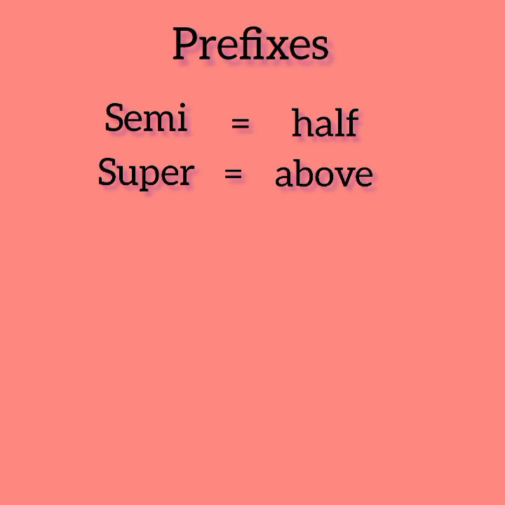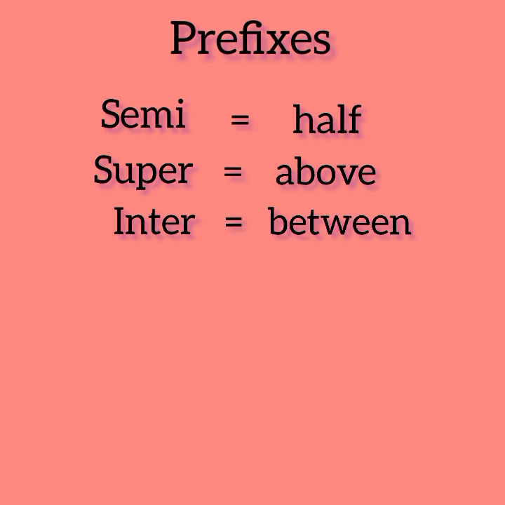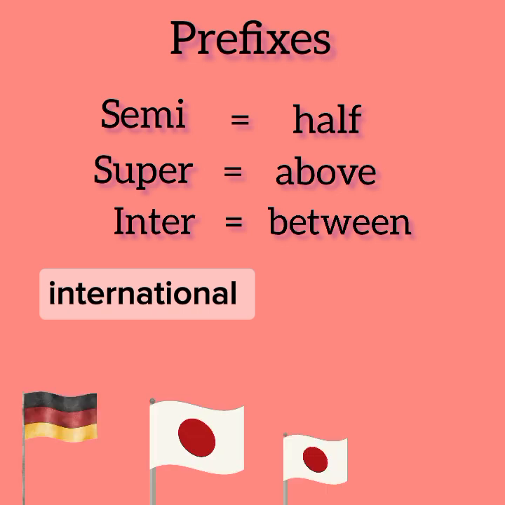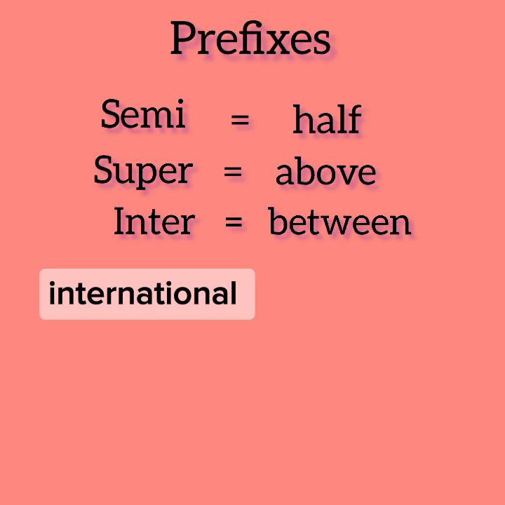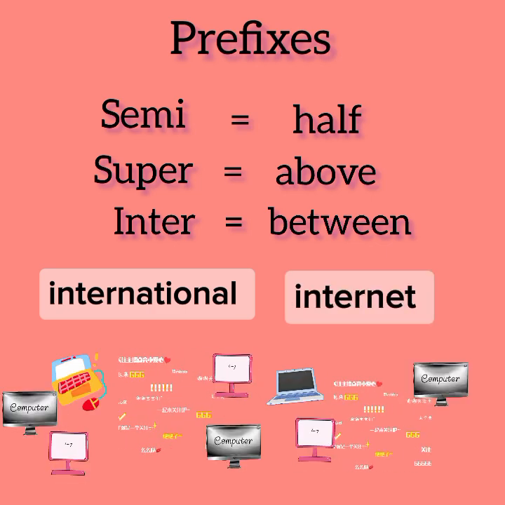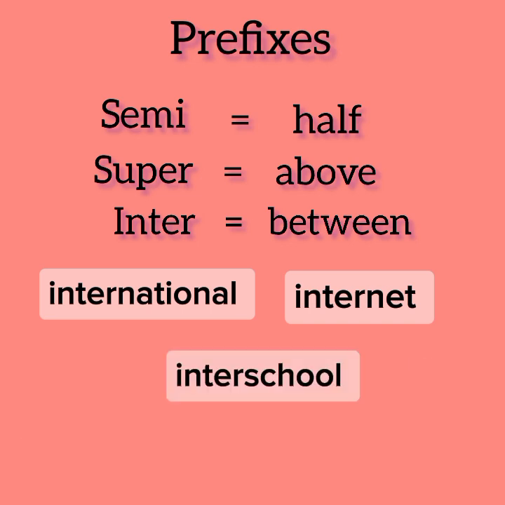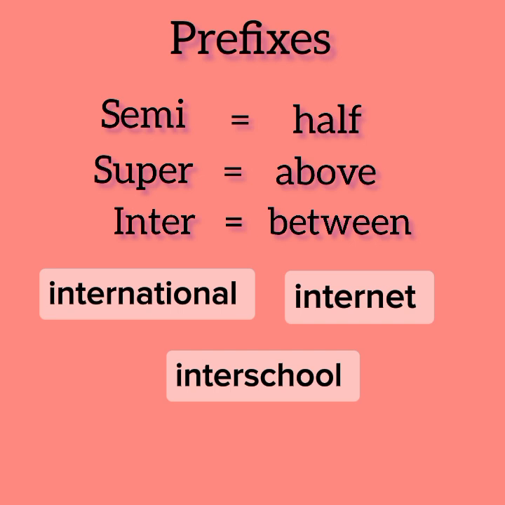Our next prefix is inter, which means between or among. Let's look at some examples. International, something that happens between the nations. Or think about the word internet, a network that connects many computers all over the world. Inter-school competitions. So inter is all about connections and things happening across different places or groups.